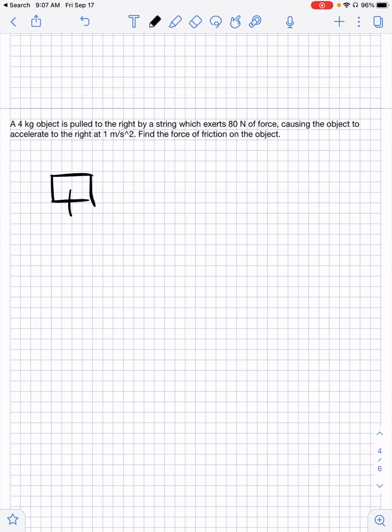Okay, so we know we have Fg down. There's going to be a normal force here. They told us there's tension, and then there's some friction. Now I drew the friction, and that's kinetic friction. I drew the tension a little longer because it told me that it is accelerating to the right, so it should be unbalanced on the right side.